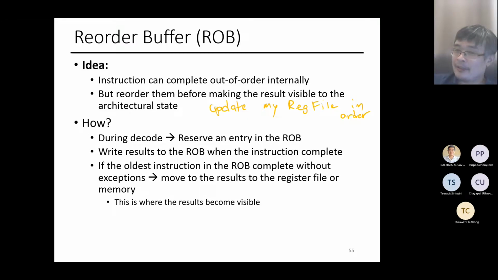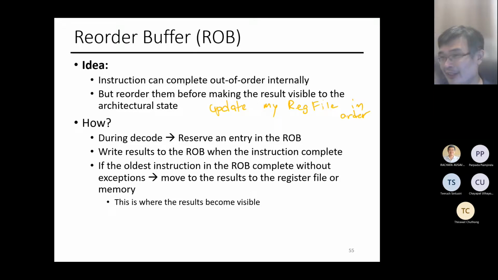During decode, it is still in order. Execute, memory, and write back can be out of order because, again, add takes fewer cycles than multiply, and many more. Memory instructions will take longer. So we can do things out of order internally.